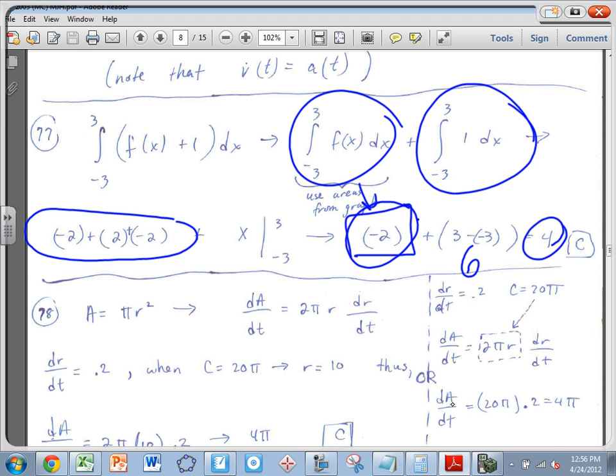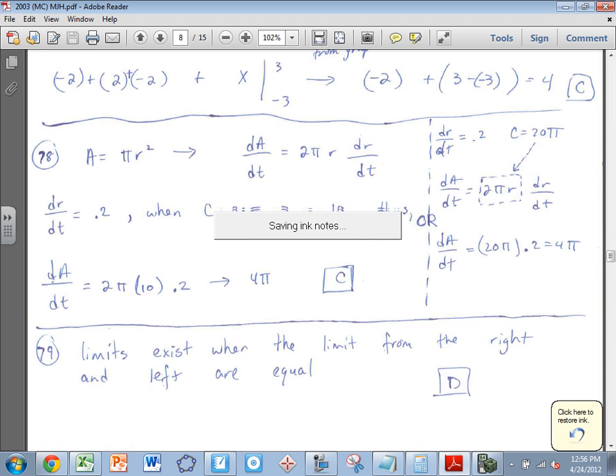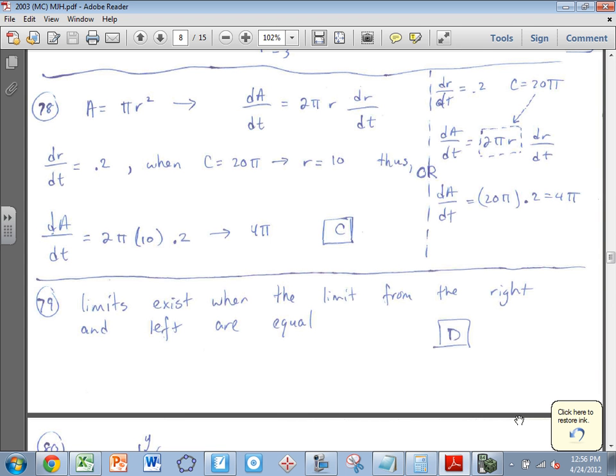All right, 78. What kind of a problem is this? Related rates. Okay, related rates. This is your insert. Go to your insert now. The one that was not on the test, okay? You took it on Saturday, it was not on the test. So we'll go over this together now.